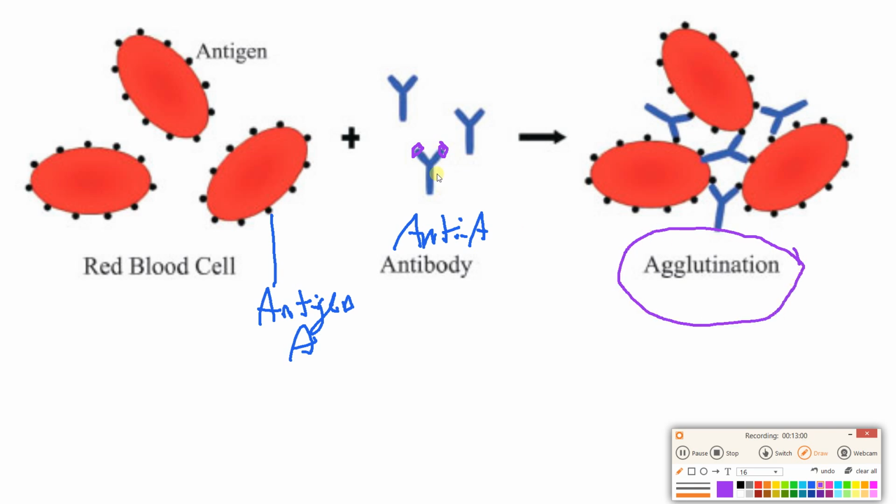The fact that these antibodies can grab onto more than one cell creates a clump of cells. And a clump of cells is more likely to get destroyed by macrophages. So that's called agglutination. And agglutination is a sign that antibodies have grabbed onto red blood cells, that there was some sort of mismatch going on.